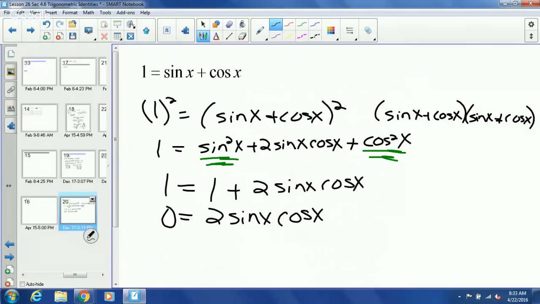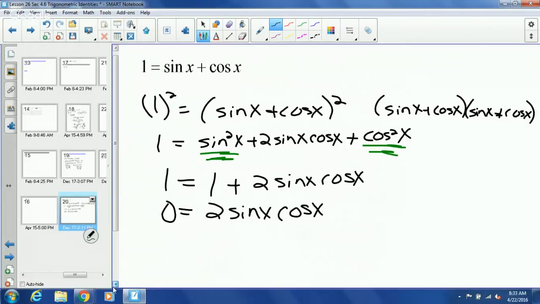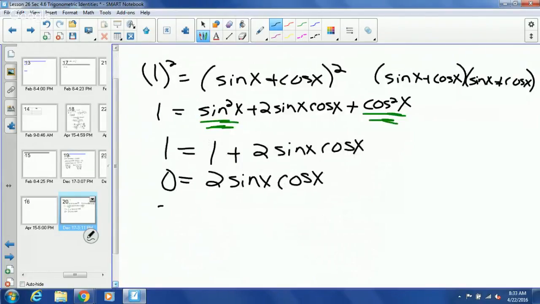One more thing, what do I need to do? Do I have two separate factors there? Actually, I have three, but I don't like this. Yeah, no, I do have two separate. Okay, I have 2 sine of x and I have cosine of x, right? So can I set both of those two things equal to 0? I can. So that gives me 2 sine x equals 0, and it gives me cosine x equals 0.